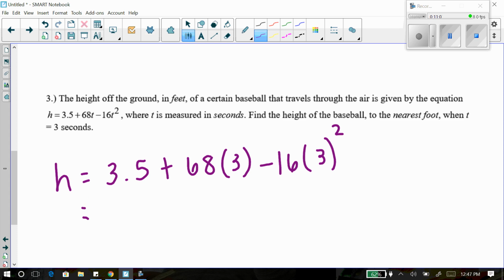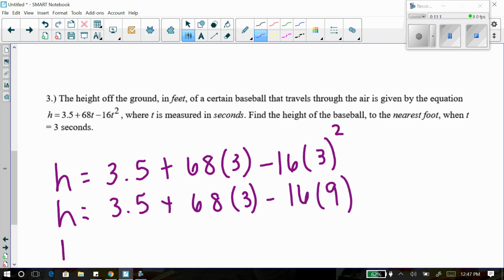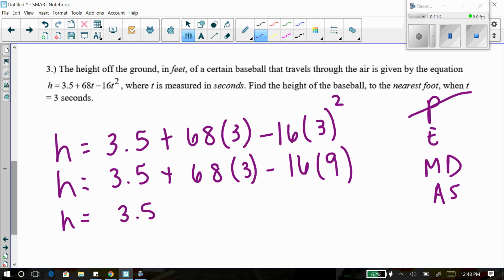Now let's evaluate. We're going to do our exponents first. So 3 squared is 9. Now we do all of our multiplication. Again, remember P-E-M-D-A-S. There's nothing in parentheses. We just did exponents. I don't see any division, but I do see multiplication. So 68 times 3 is 204. 16 times 9 is 144.